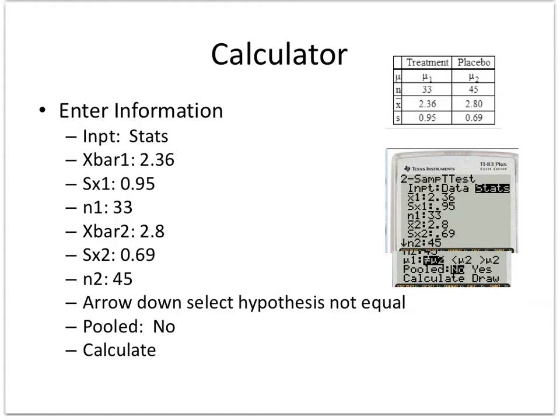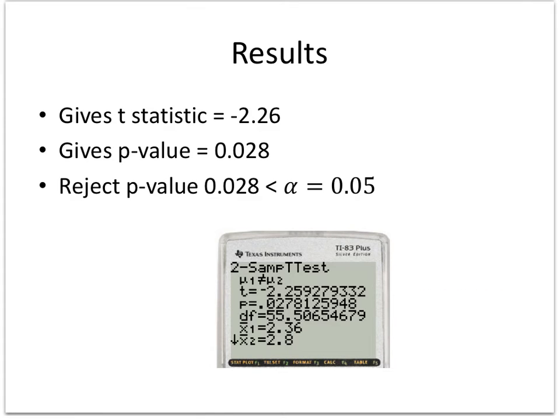do the same thing for this one. I want to know if there is a difference, so I'm going to do the not equal for the alternative. These are not pooled, and I calculate, and it gives me my test statistic, and it also gives me my p-value. Remember, you reject if your p-value is less than your alpha or your significance.